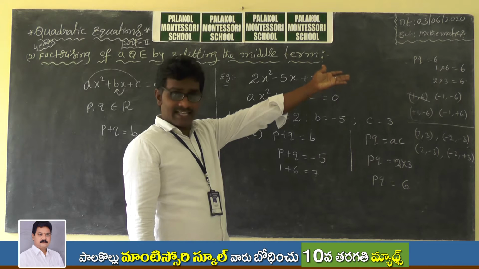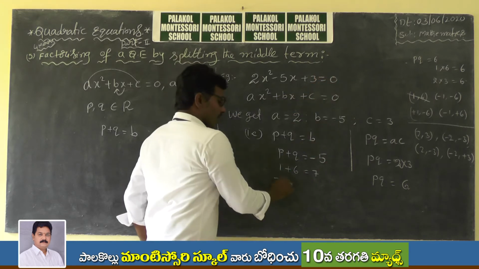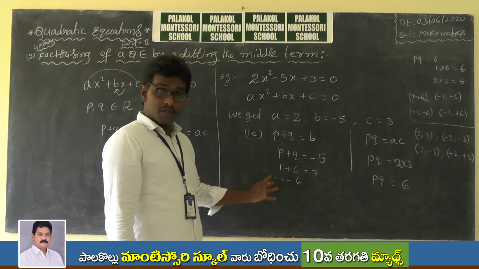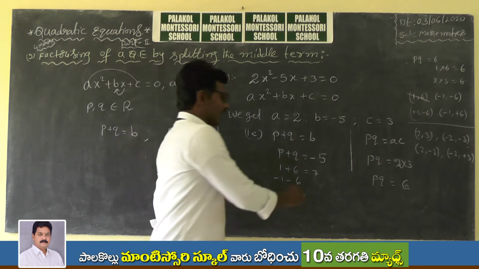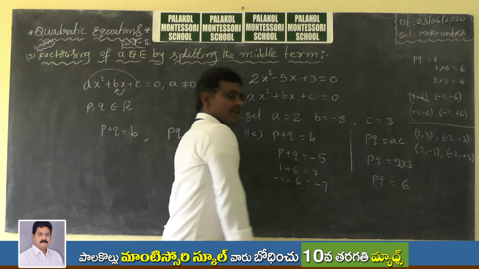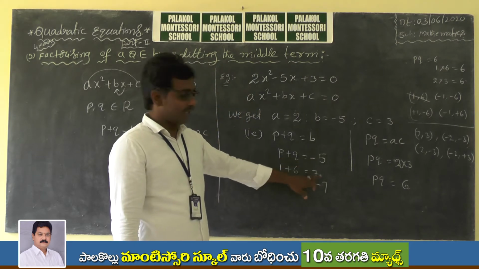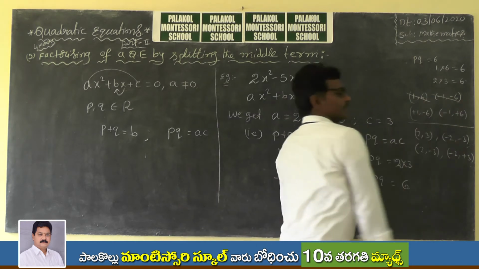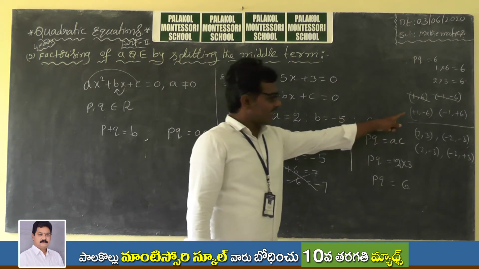Suppose you have taken the next ordered pair. Minus 1, minus 6. These two negative numbers should be added with the minus sign. Minus 7. So here we need minus 5 but minus 7 is also not matching. Cut it.